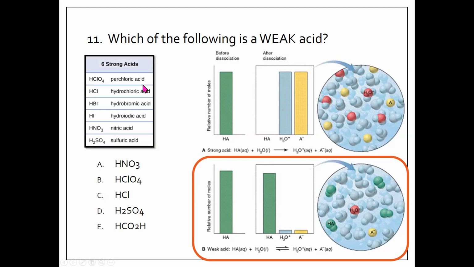So we're going through our list. If it's not one of the 6 strong acids we were asked to memorize, it's weak. Nitric acid is strong. Perchloric acid is strong. Hydrochloric acid is strong. Sulfuric acid is strong. And this acid is not listed on our list. And also, we have this COOH. So that's a carboxylic acid. So that's also weak. So this is how we know E is a weak acid.